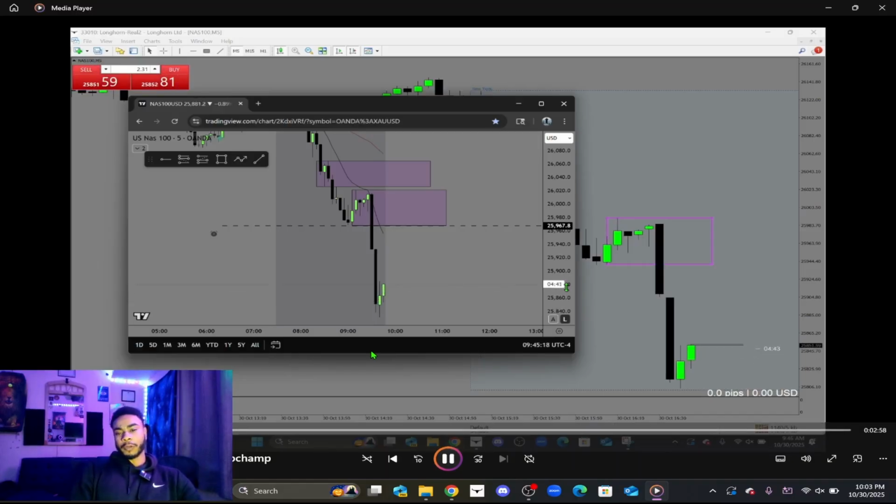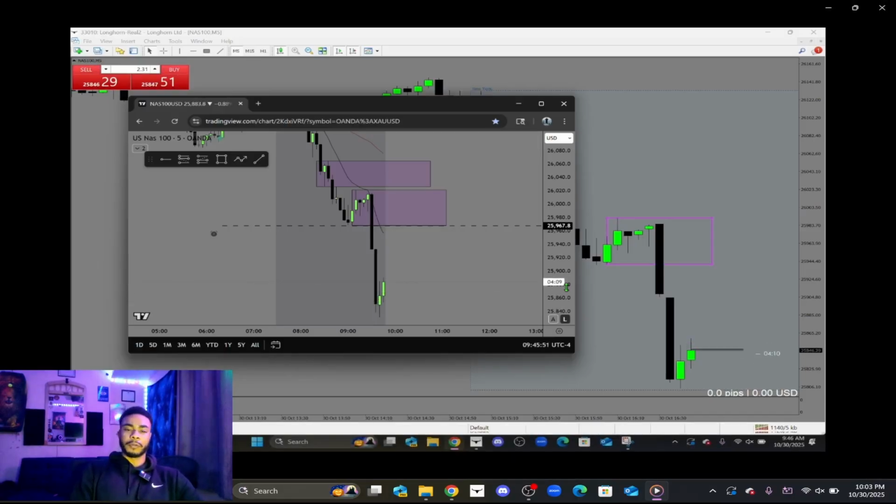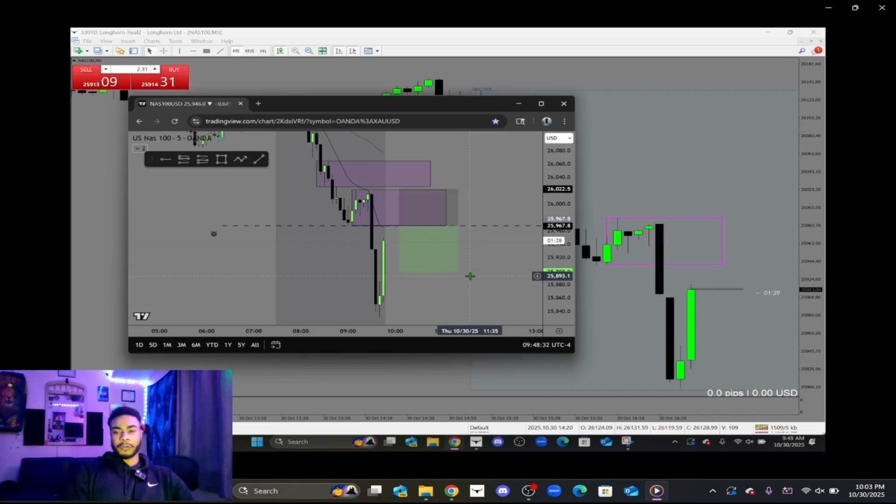But for now, we're just waiting to see what price does, if it's gonna come back, fill in the gap, and touch our zone. Then we could see if price is gonna reject, so we could catch a sell and make some money.